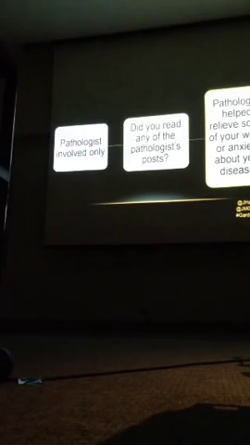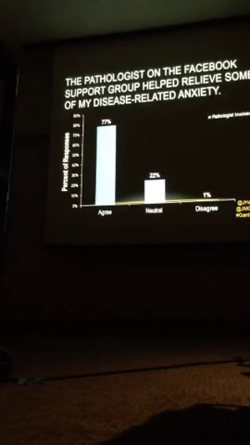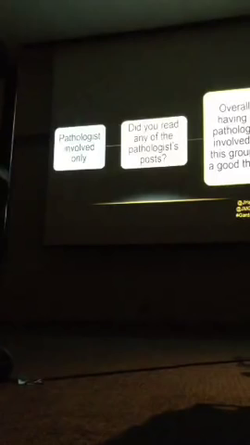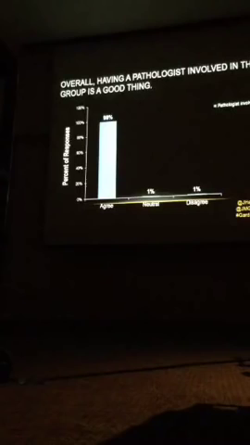So we asked them, does it actually help? And 77% said, yeah, it did help relieve some of my disease-related anxiety by having a pathologist post and comment about our cancer. And so we asked, overall, did you think it was a good thing to have a pathologist in this group? And 98% of people said yes. You can't get 98% of people to say yes about anything, even about the color of the sky. I was really honored and kind of blown away by that.